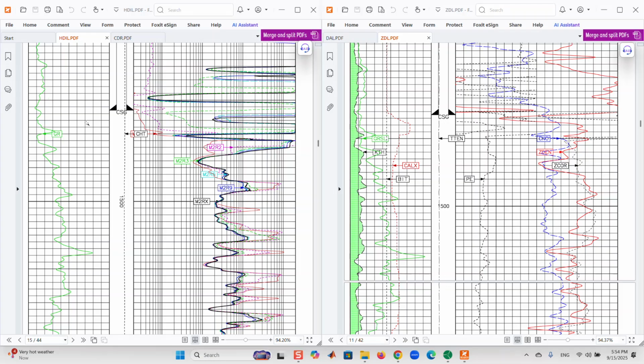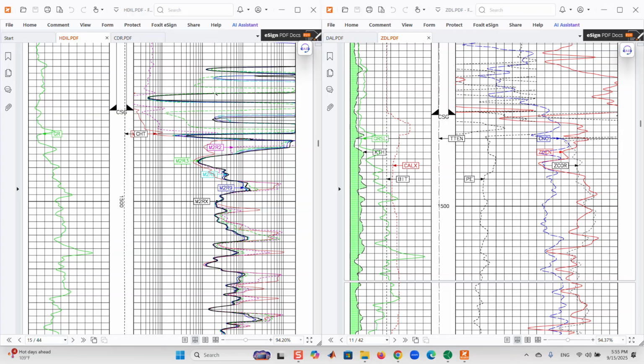DT reading shows 52 or 53 microseconds per feet. PEF readings are more than 5, and neutron shows -1 or -2 porosity unit reading. In addition, density readings will be equal to 3 gram per cc.